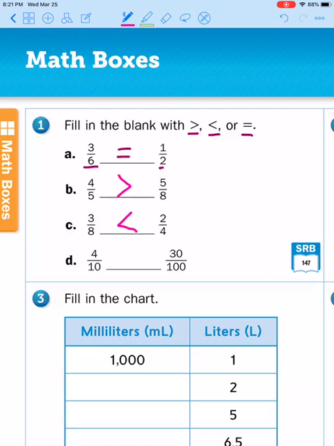Now here we have to be careful because we have different denominators. So I'm going to turn 4/10 into 40 hundredths. And 30 hundredths is pretty far from the whole of 100 hundredths. So that's going to be a small fraction. And 40 hundredths is also pretty far from that whole of 100 hundredths. But since the denominators are the same, all you have to do is look at the numerators. And I know that 40 is greater than 30.